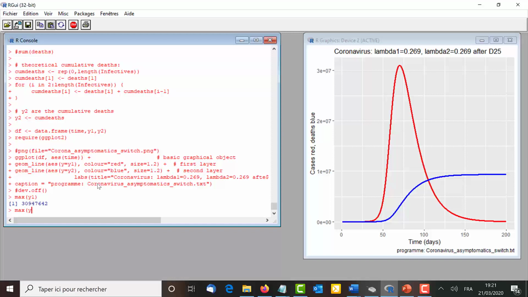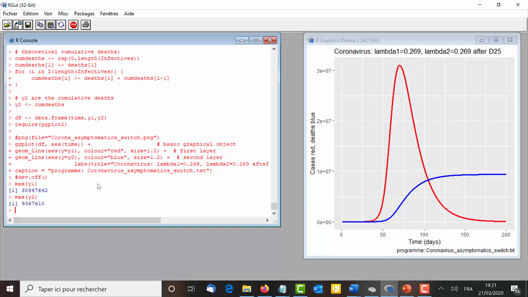The blue curve values are called the Y2s, and it's 9 million. But since we have symptomatic and asymptomatic cases here, this is just the curve of what you see. So these are just the number of infectives, people who are symptomatic. We need to have an idea of how many cases we have. So those are the symptomatic plus the asymptomatic. So those are called cases here.